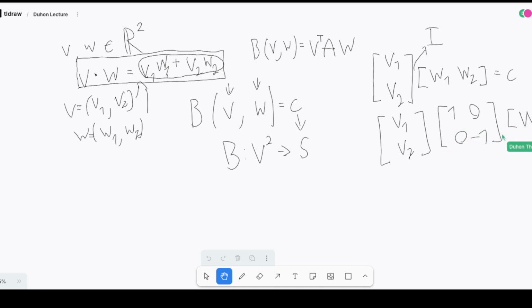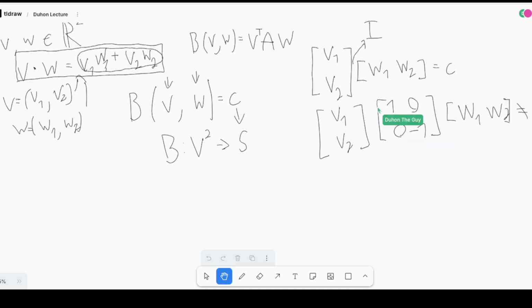And what do we do here? We basically just changed the matrix in the middle. So what we did was that we defined a new bilinear form. Let's just call this one, instead of the dot product, let's call it B2, for example.